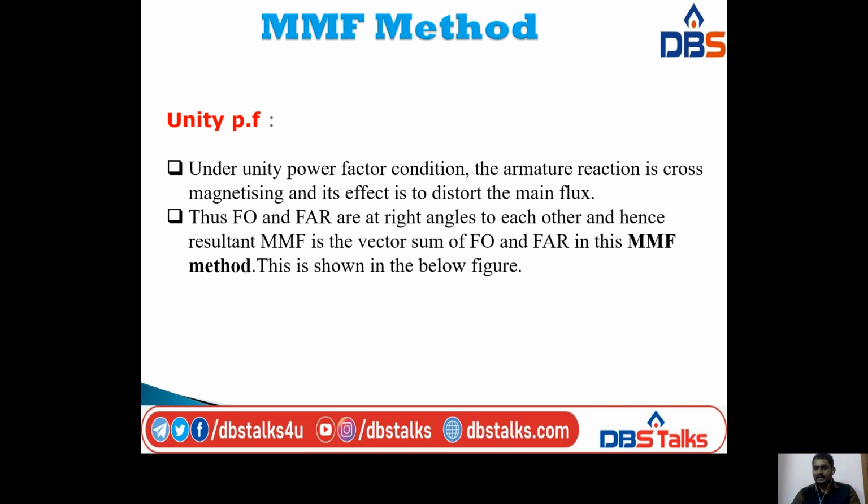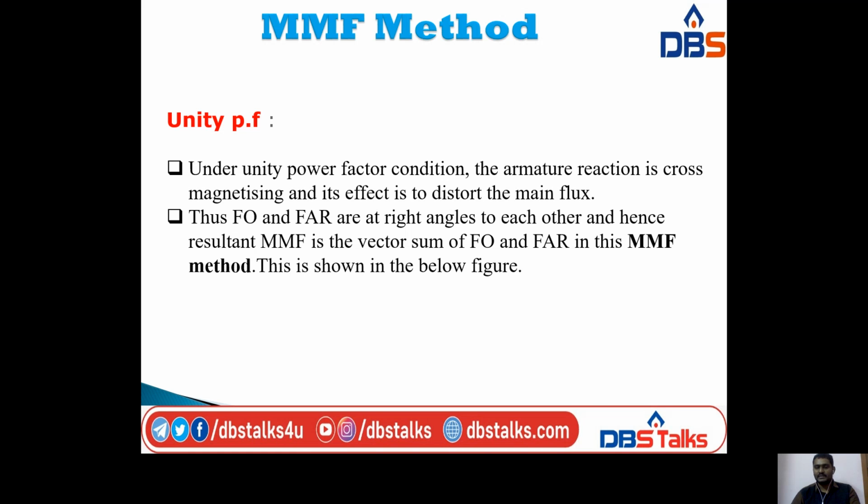Under unity power factor condition, the armature reaction is cross magnetizing and its effect is to distort the main flux. So for the zero lagging power factor, I am taking the demagnetizing effect, and for the zero leading power factor, I am taking the completely magnetizing effect. And next, for the unity power factor, that is the cross magnetizing effect. Thus F naught and FAR are at right angles to each other, and hence the resultant MMF is the vector sum of F naught and FAR.